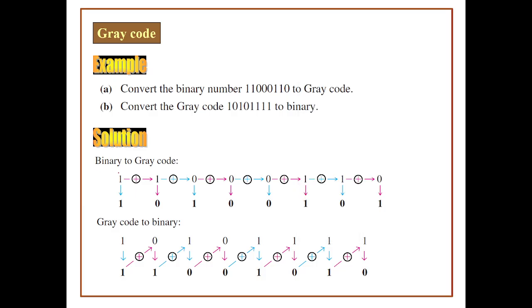So, okay, now let's see again. This is binary to gray code. So you have binary 1, 1, 0, 0, 0, 1, 1, 0. First you see this 1, you put down here, and then you compare this one. Okay, so I put here.